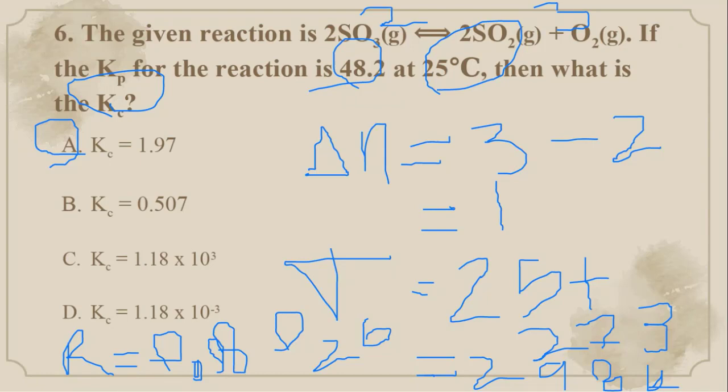So delta n is positive because you do the 3 minus 2, so the product moles minus the reactant moles. So when we plug it in, it's just positive. So there's no negative in the formula. Does that make sense, Nehal? Yeah, no problem.